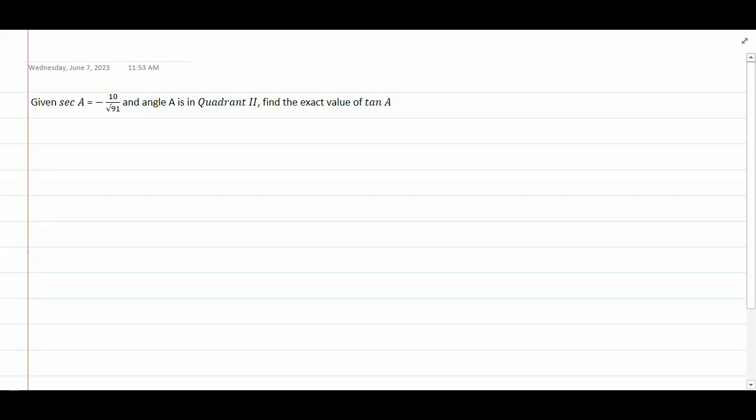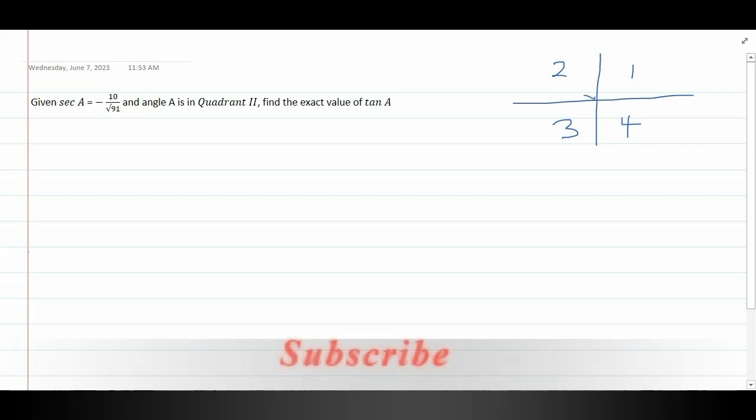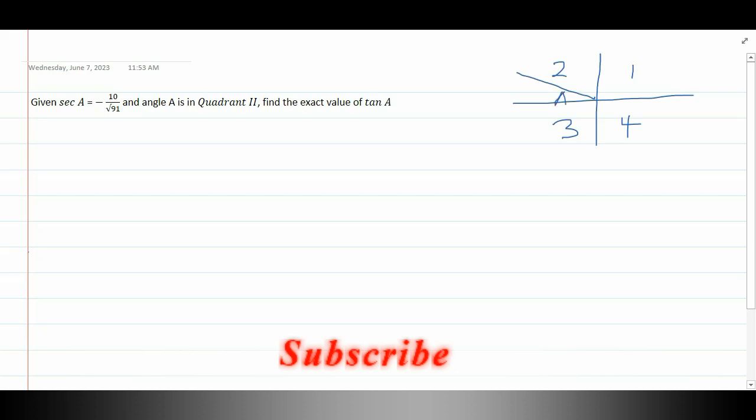First of all, let's have a look at the quadrants whenever we are dealing with questions of this form. If this is a Cartesian plane, we call this side the first quadrant. This will be the second quadrant. That's the third quadrant, and this is the fourth quadrant. So the question is telling us that the angle A can be found in the second quadrant, which means A is located somewhere here.